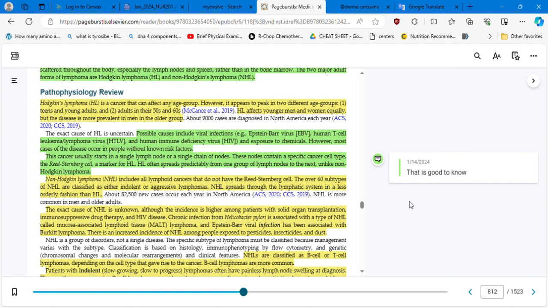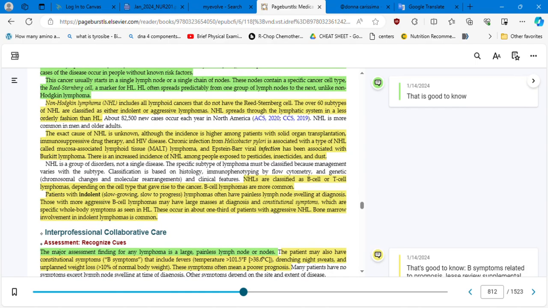So there are two ways in which the H. pylori is going to go. Either it's going to cause gastritis, ulcers, and it could lead to cancer, or it could go the other way with the lymphomas. Okay, we mentioned the Epstein-Barr, and there is an increased incidence of NHL among people exposed to pesticides, insecticides, and dust. Okay, these are types of chemicals as well.